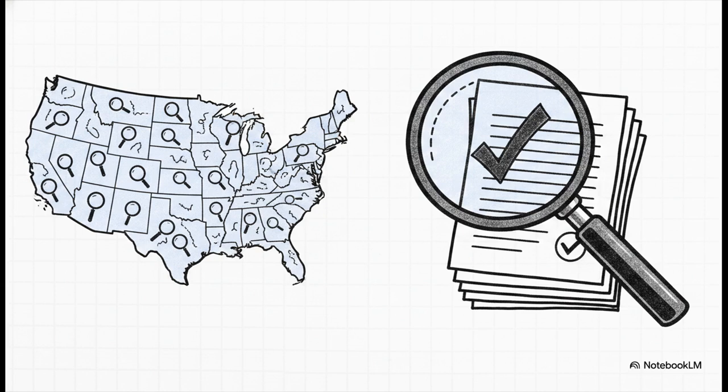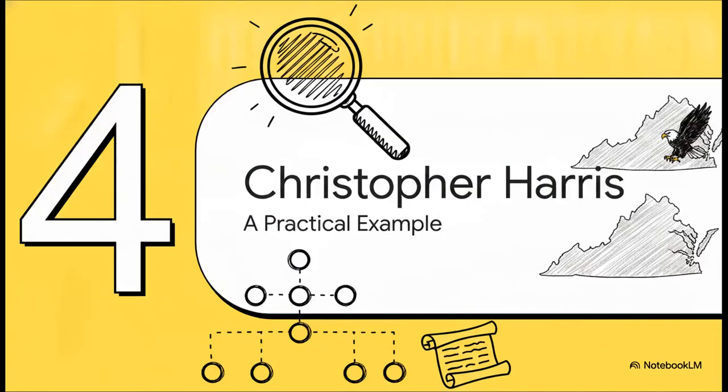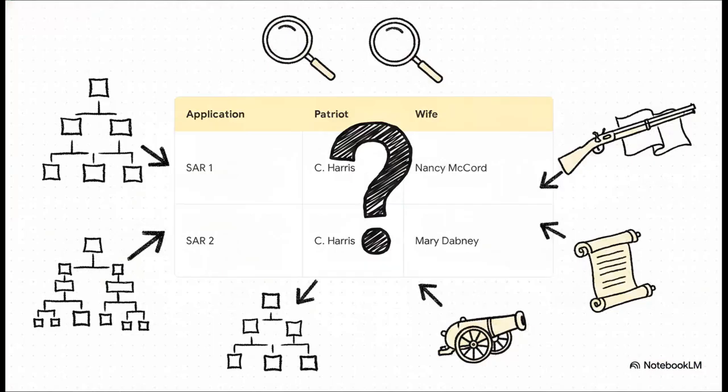Their files often contain really valuable corrective notes and supplemental flagging if problems were discovered later on. All right, Section 4. The Christopher Harris case. Let's look at how all of this builds into a really fascinating mini-mystery using a Virginia and Kentucky patriot named Christopher Harris. We actually have 2 SAR applications submitted nearly 50 years apart for this exact same patriot.